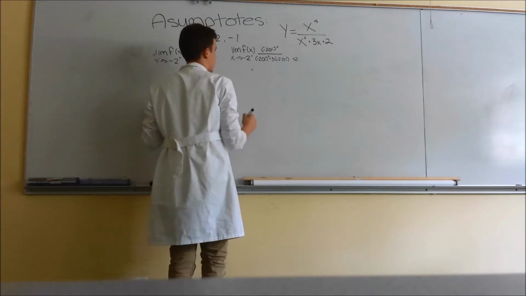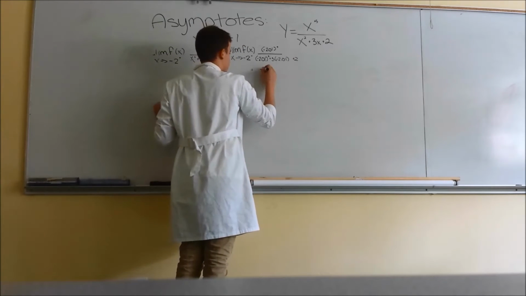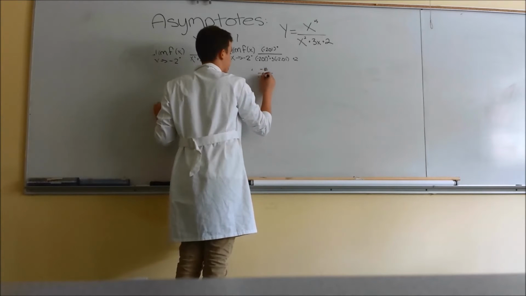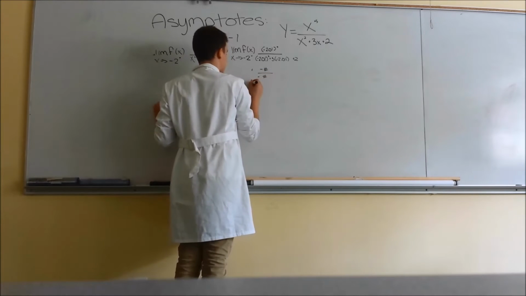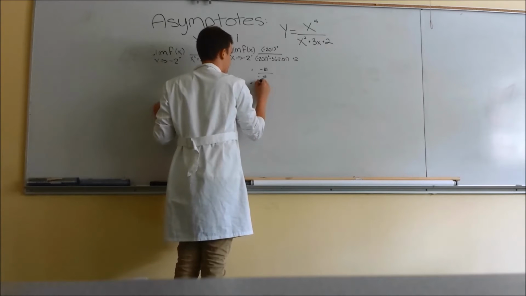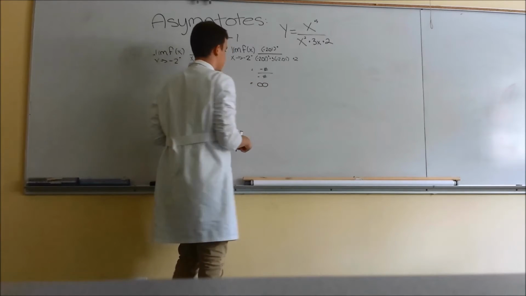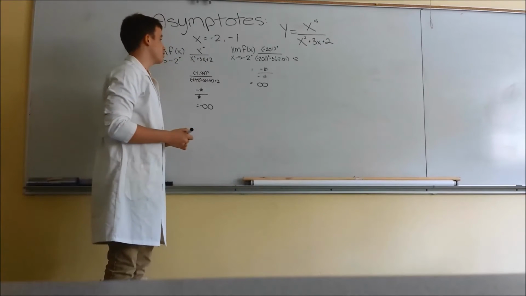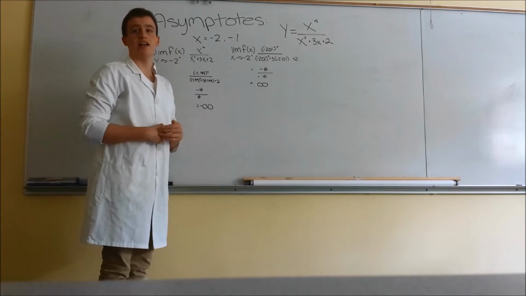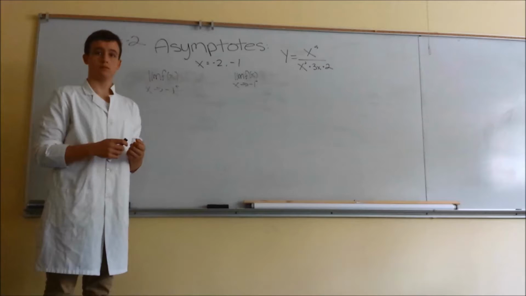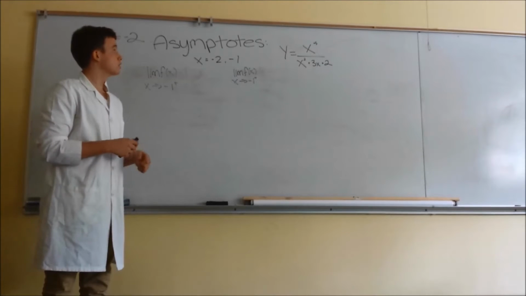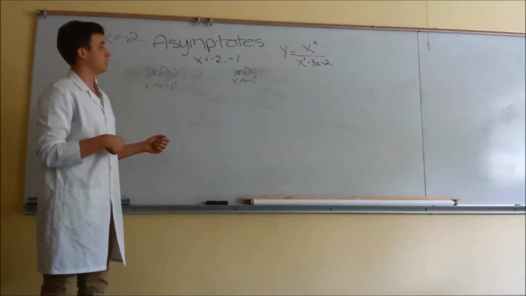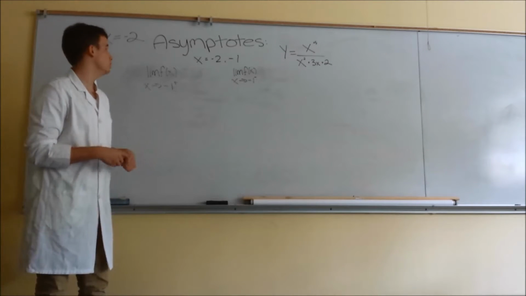And when we simplify this, we'll get a negative number over another negative number, which indicates that our asymptote is approaching positive infinity. So we have just correctly proven that there's an asymptote at -2. So now we're going to check the limits for -1.